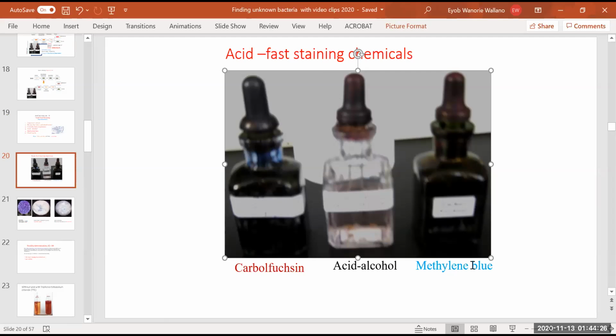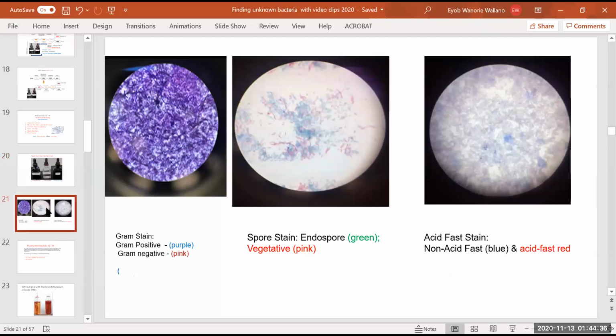At least brilliant green, if you are going to use it, it will work also. But according to the given, methylene blue is a good one also. Look now, you are going to find it as final. You are doing the Gram stain, the spore stain, and the acid fast stain. Then finally you guess 85 to 90% what your bacteria is.